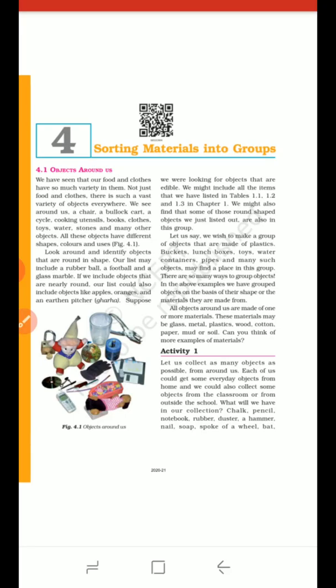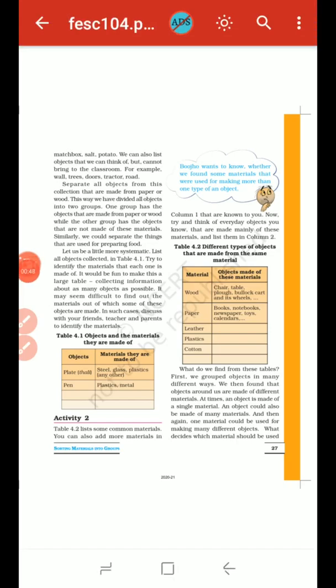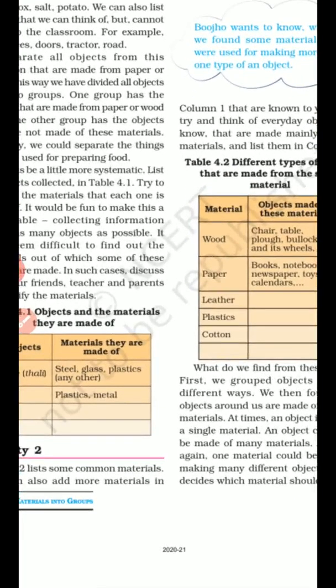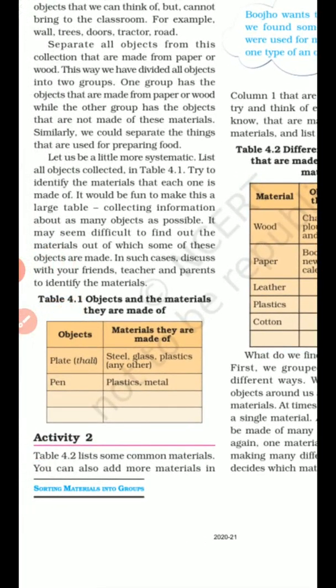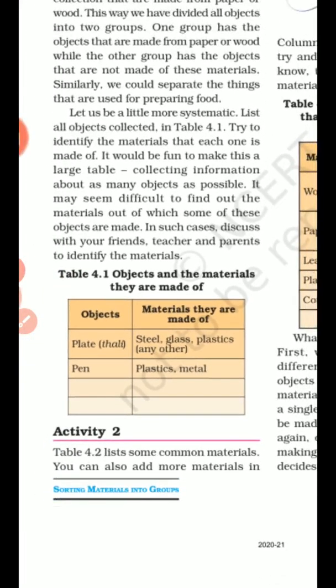Okay, so today let's start the next page, page number 27, about table number 4.1, objects and the materials they are made of. Okay, in yesterday's video we studied various kinds of objects, the materials they use, and the shapes they have. Now look at this table number 4.1. Some objects are given, and the materials they are made of.